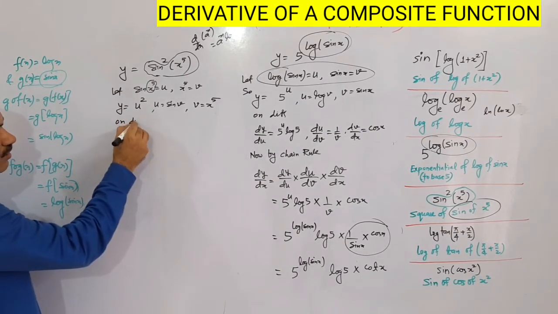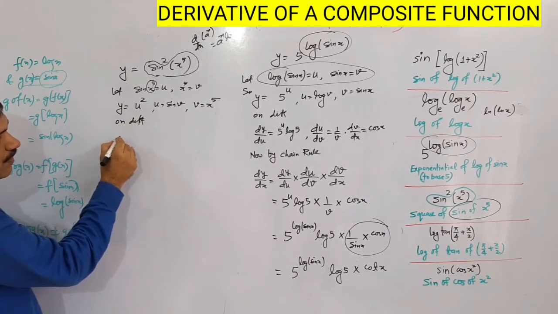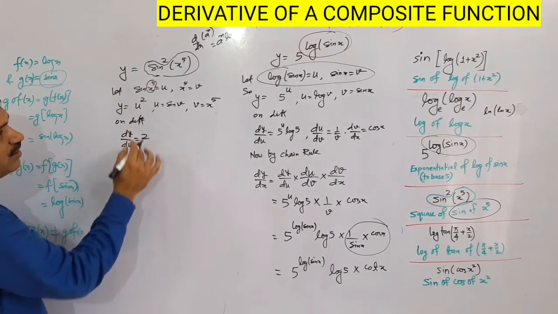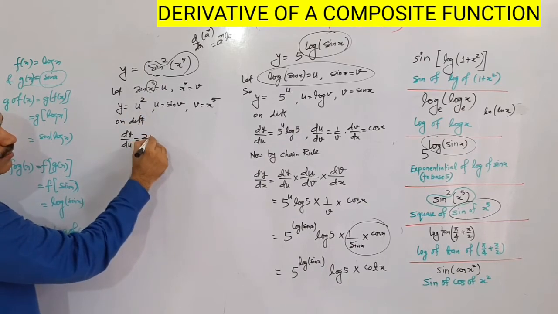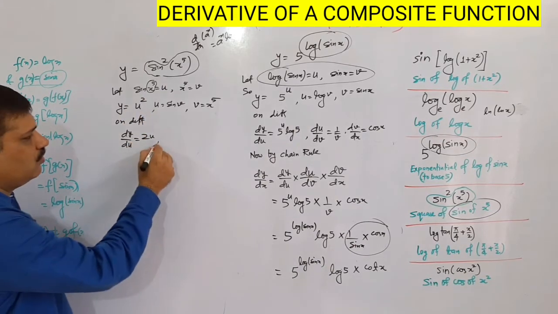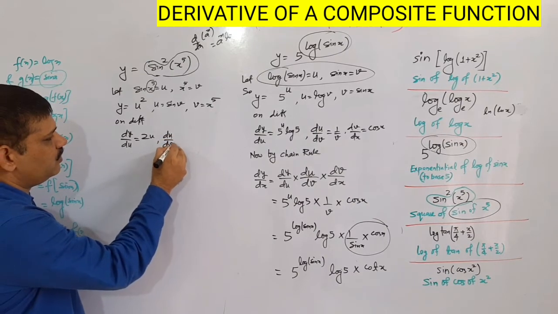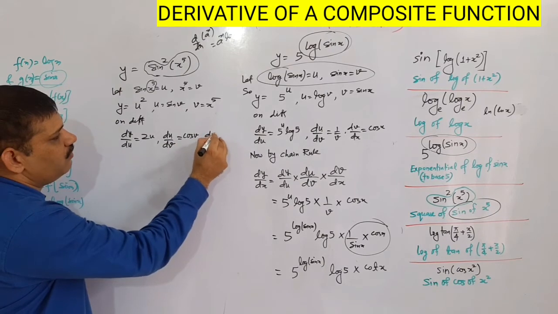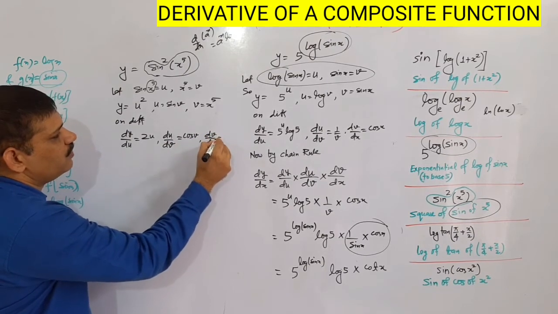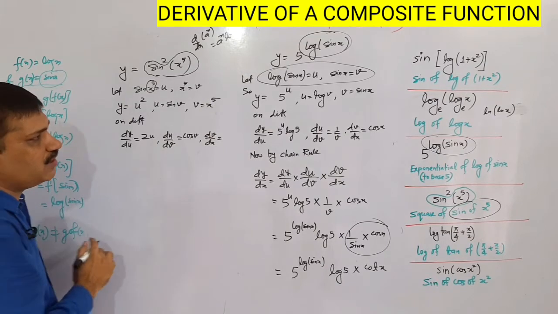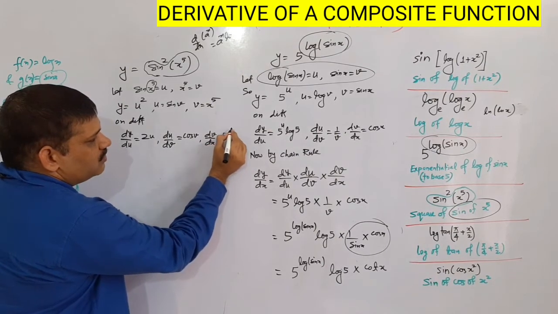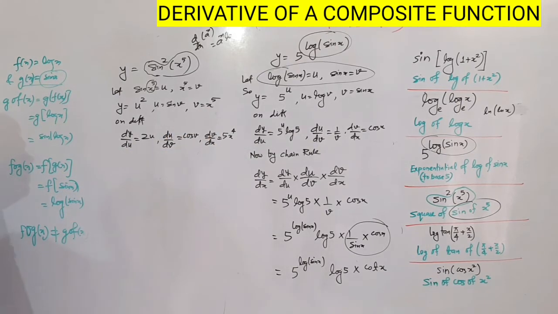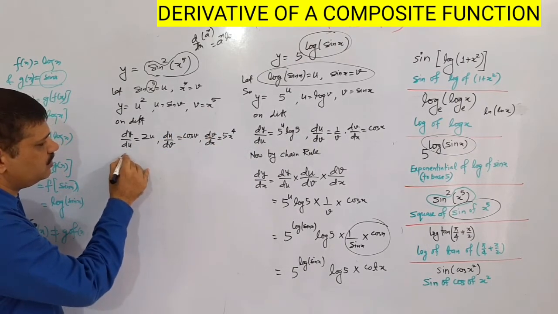So on differentiating, the derivative of y with respect to u, by the power rule, x raised to n minus 1, is 2u. Now the derivative of u with respect to v, the derivative of sine v, is cos v, and the derivative of v with respect to x, by the power rule, for a variable raised to a constant, gives us 5x raised to 5 minus 1, that is 4.